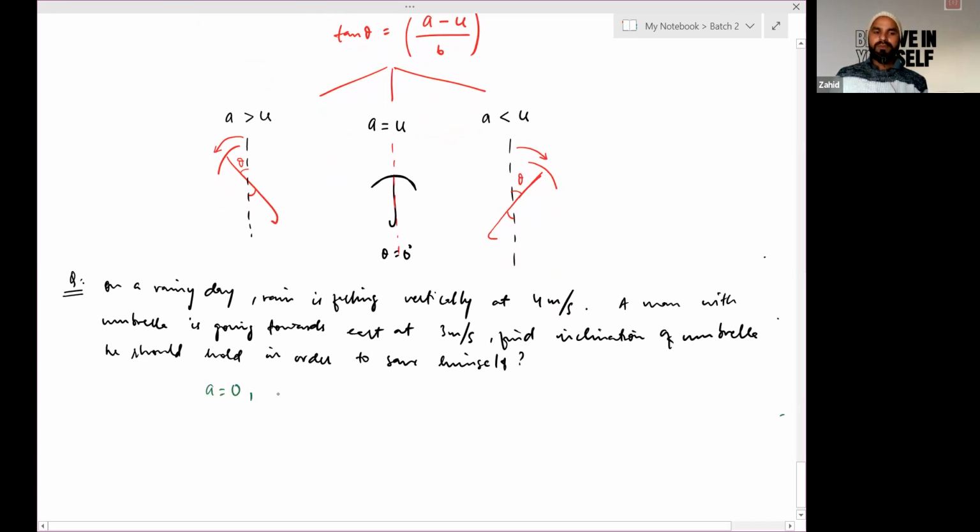We have A equals 0, B equals 4 meters per second, and U equals 3 meters per second. Just use the above formula and try to find theta.